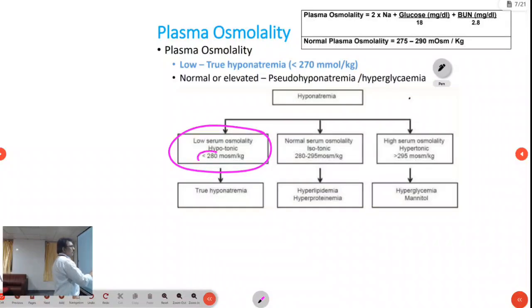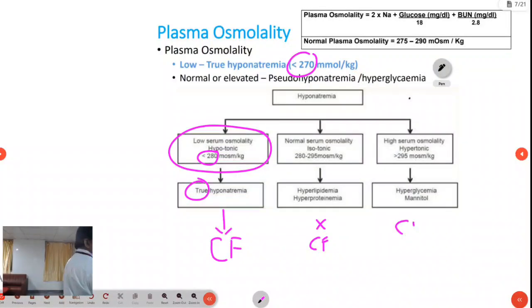Some books might have given the level less than 280, some books might have given the level 270. That doesn't matter. If the serum osmolality is towards the lower side itself, you should understand this patient is going for a hypoosmolar hyponatremia. So that is a true hyponatremia. We are only going to discuss this type of hyponatremia because clinical features will be produced only in this type of hyponatremia. Here there is no clinical feature, here also there is no clinical feature because of hyponatremia. So that is very important.